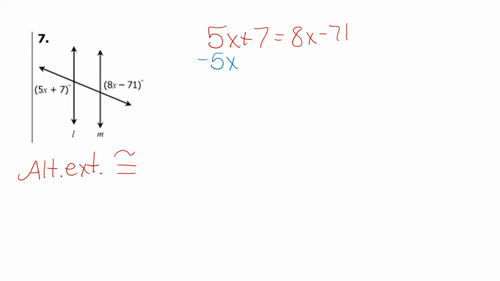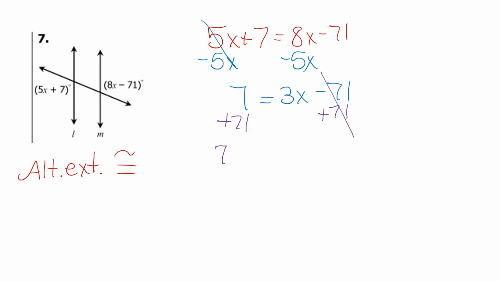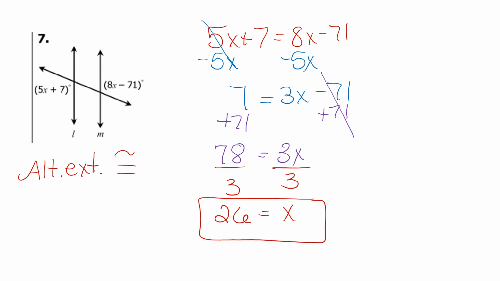So then we want to get our variables on the same side, so I'm going to subtract 5x on both sides. That'll leave me with 7 equals 3x minus 71. We want to get our constant to the other side, to the left side, so we're going to add 71 to both sides of the equal sign. So that would leave me with 78 equals 3x. And then our final step is to divide everything by 3. So x would equal 26.